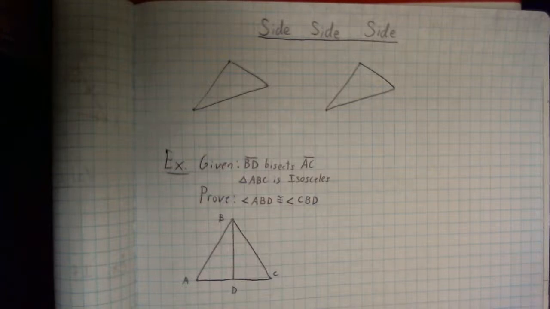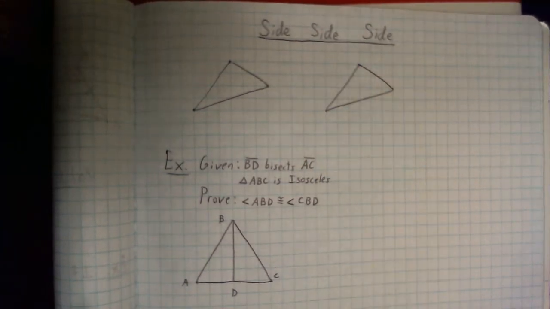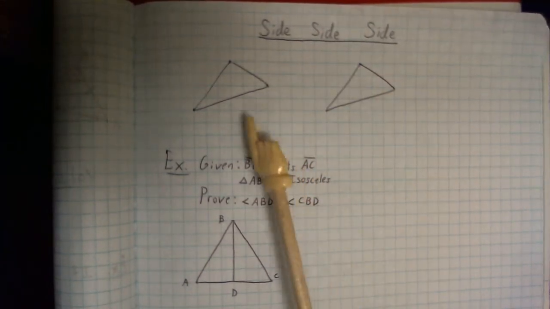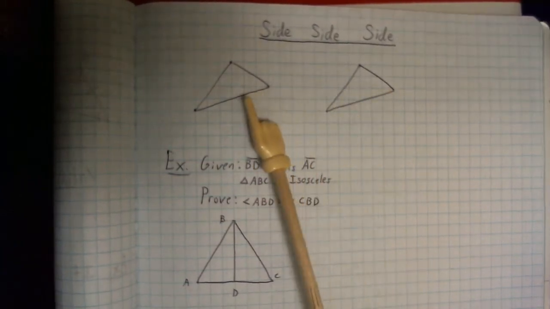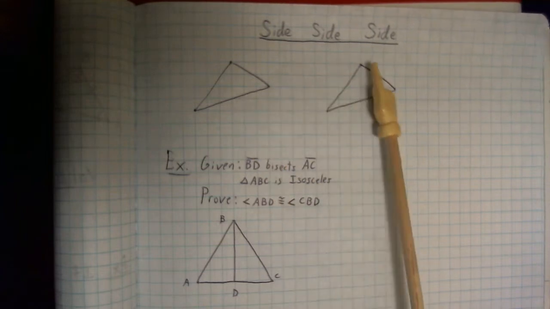Hello everybody, we're talking about side congruency today. Side congruency is talking about triangles and specifically, which is why we mentioned that there are three sides, because triangles have three sides. And we're talking about how we can prove triangles congruent. Now this should make sense.